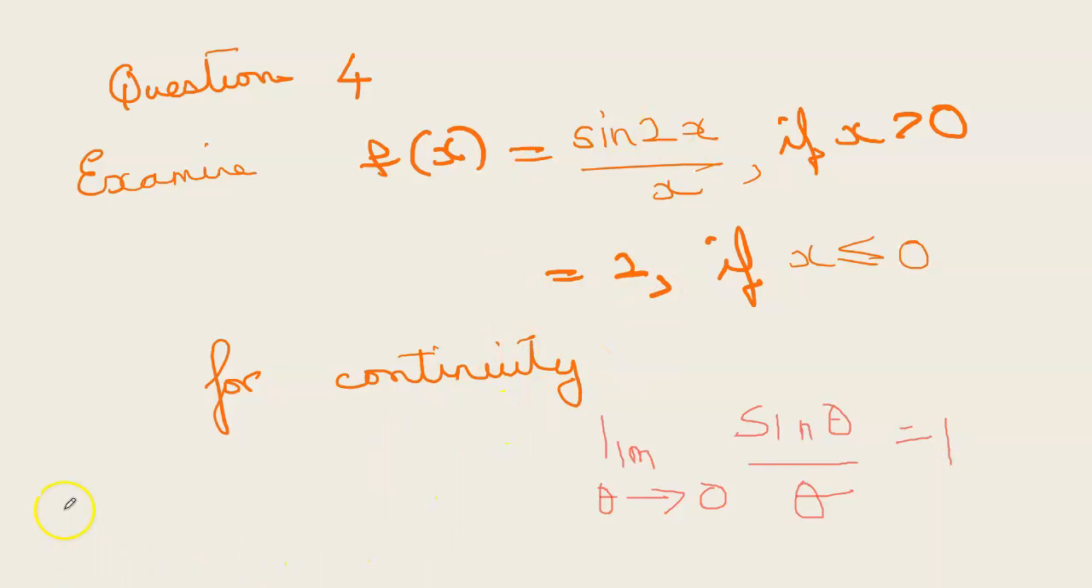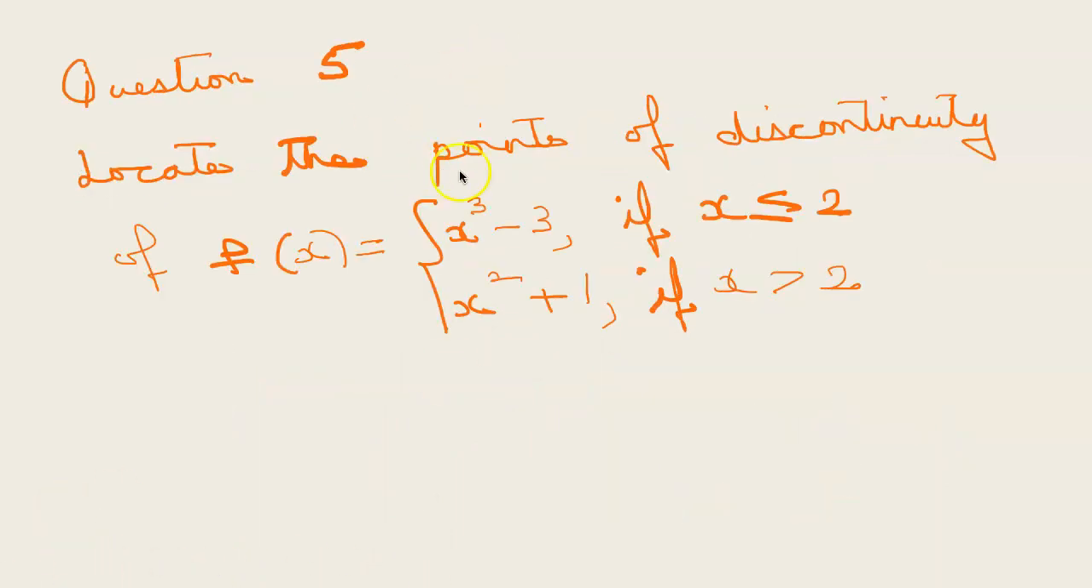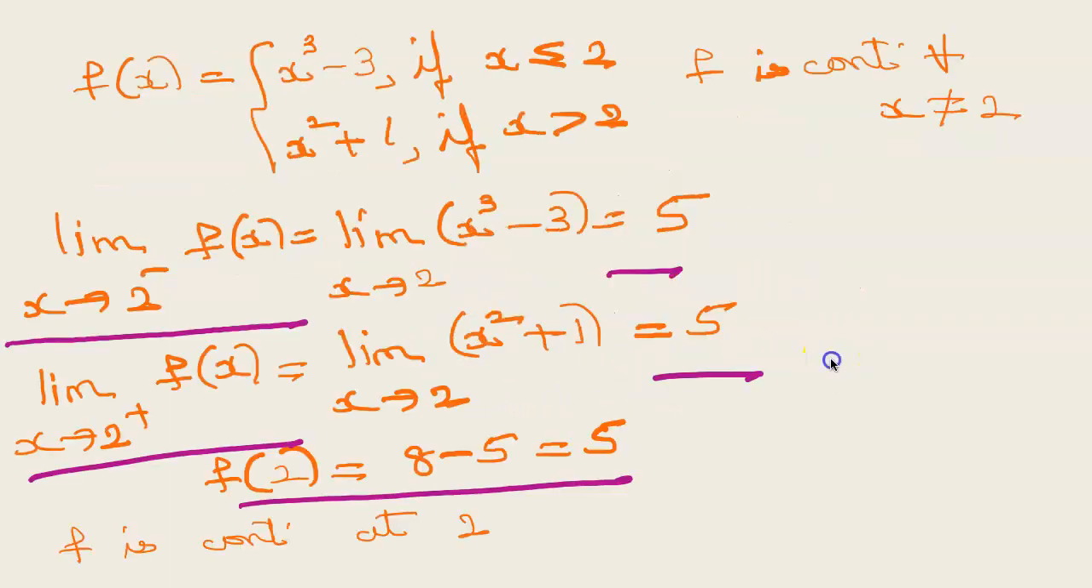So just try it. Coming to question 5, locate the points of discontinuity of f(x) = x cubed - 3 if x is less than or equal to 2, and x squared + 1 if x is greater than 2. So if I take the limit as x tends to 2 from the left of f(x), that will be the limit as x tends to 2 of x cubed - 3, because 2 to the left means x less than or equal to 2. So there f(x) is x cubed - 3. Substituting I get 8 - 3, which is 5.